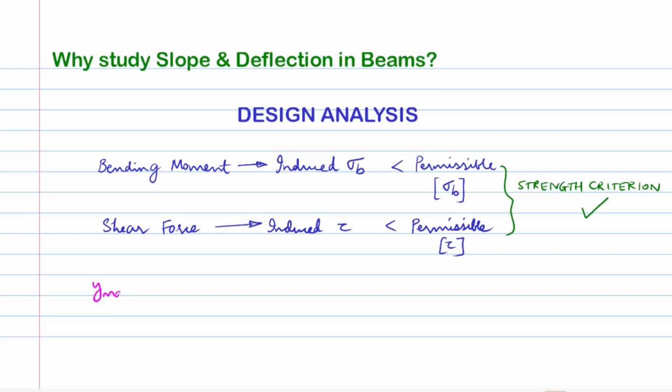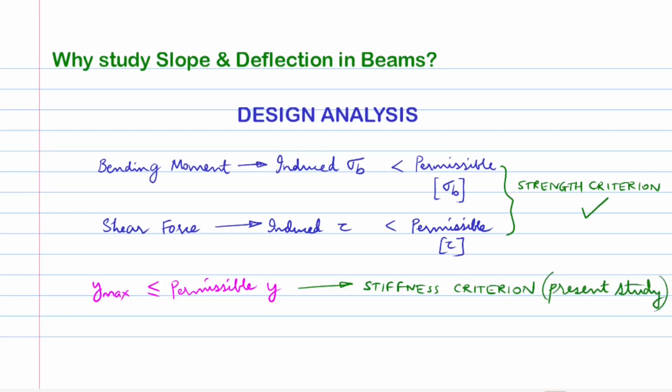Another criterion for beam design is that the maximum deflection of the beam must not exceed a given permissible limit, and the beam must be stiff enough to resist the deflection caused due to loading. This criterion is known as the stiffness criterion of design. We shall cover this study in the present final chapter on analysis of beams.